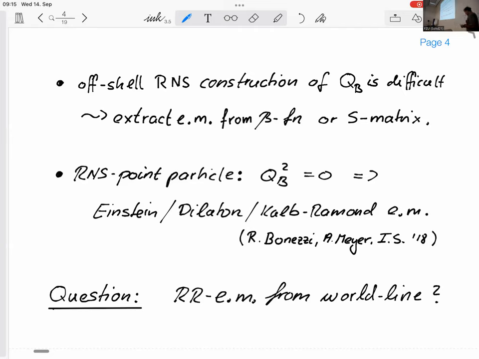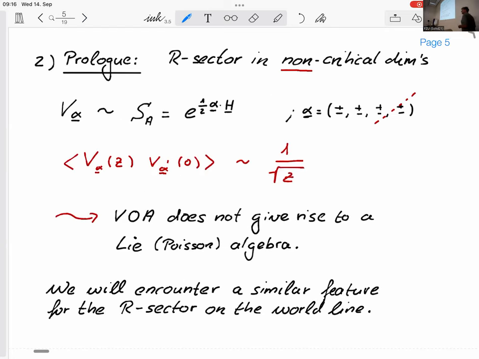So the question which came about here is, could we repeat this for the Ramond-Ramond fields? And now, of course, the first question is, how would you even couple Ramond-Ramond fields to the RNS worldline? The way this is usually done in string theory is through the spin fields. The spin fields appear explicitly in the construction of the vertex operator for the Ramond-Ramond fields, and also for the Ramond fermions. So here is just a quick review.